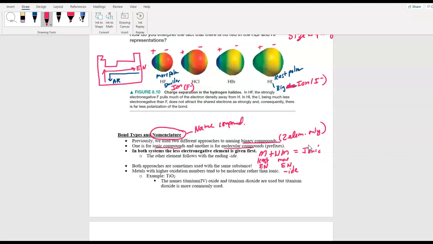Same thing with nonmetal and nonmetal. The first one is still the least electronegative. Both approaches are sometimes used for the same substance. And what you will see is that sometimes the transition metals are named like molecular.